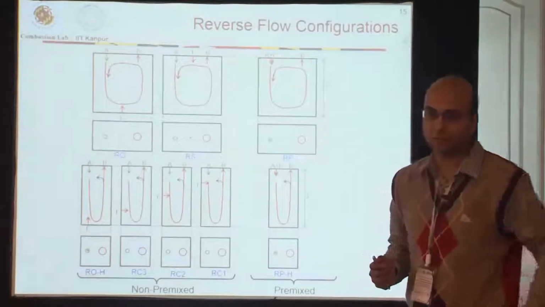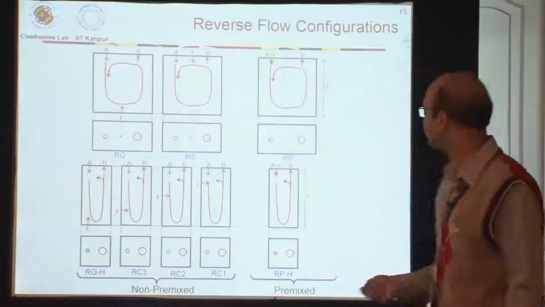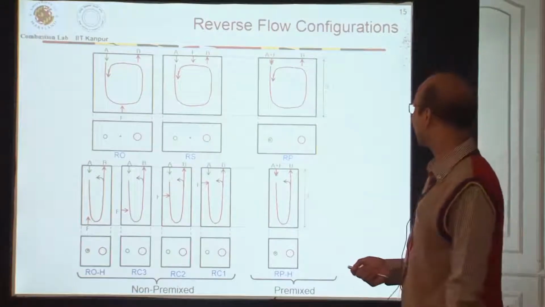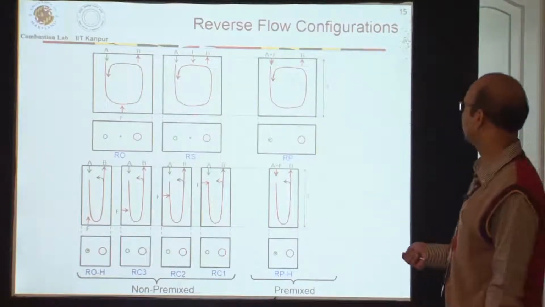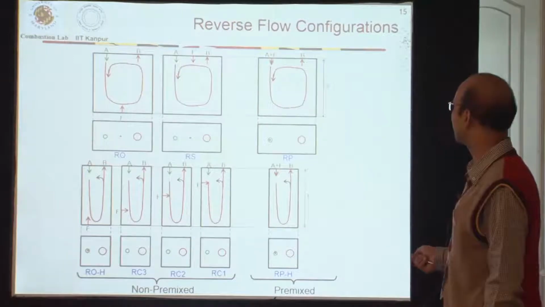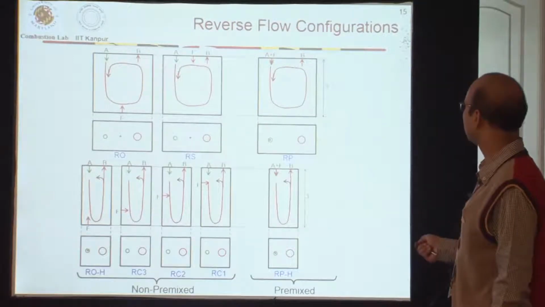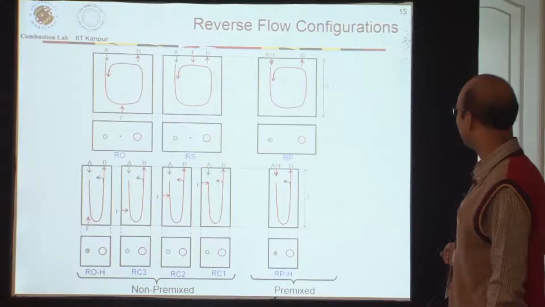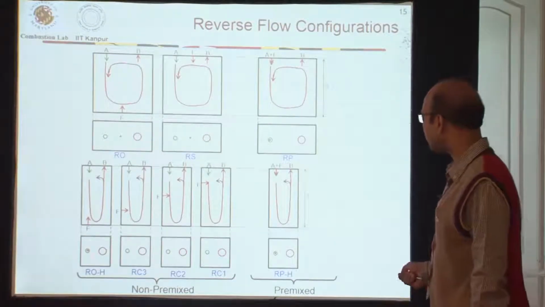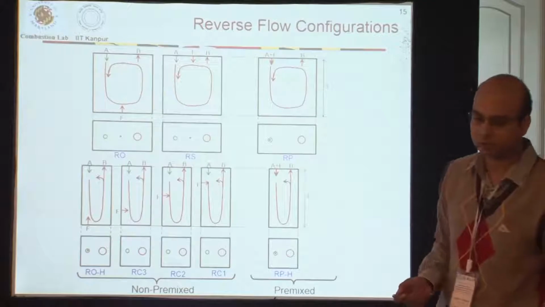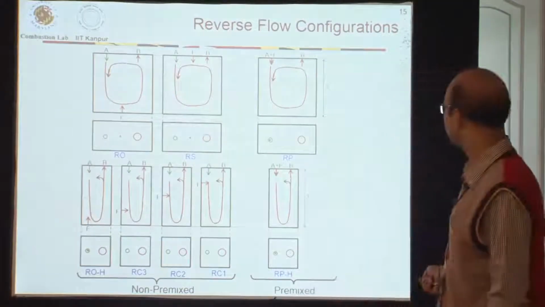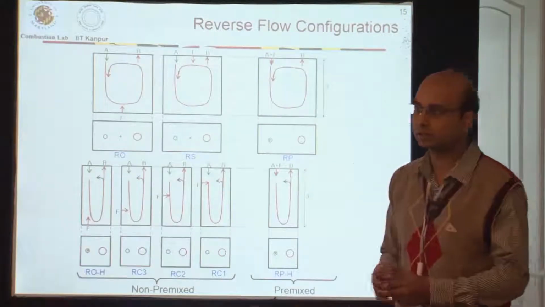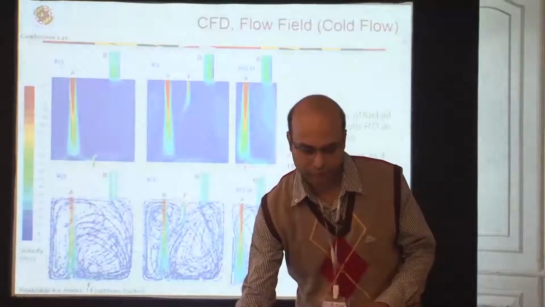So in the end we'll come to the NO and CO levels, but I'll just talk about reverse flow configurations. In reverse flow configurations, again we investigated configurations RO and RS, where fuel is on the same side and fuel is on the other side, and then later on we switched to a reverse cross flow configuration, where fuel is injected in the cross flow, and then we wanted to see what it does to combustion characteristics.